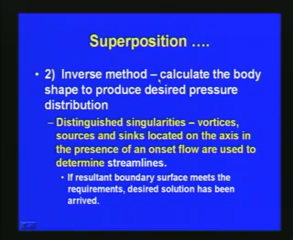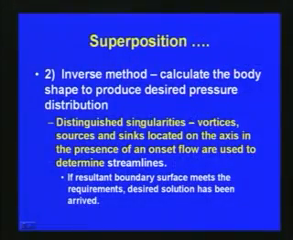The second method of superposition is called the inverse method. In this inverse method, we calculate the body shape to produce the desired pressure distribution. Initially we assume the pressure distribution, and through calculation of the body shape, which is an inverse process, the distinguished singularities like vortices, sources, and sinks located on the axis in the presence of an onset flow are used to determine the streamlines. So first we determine the pressure distribution, and then from the singularities of vortices, sources, and sinks, we determine the streamline. That is why it is called the inverse method.